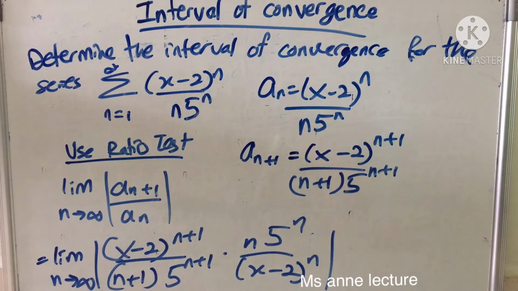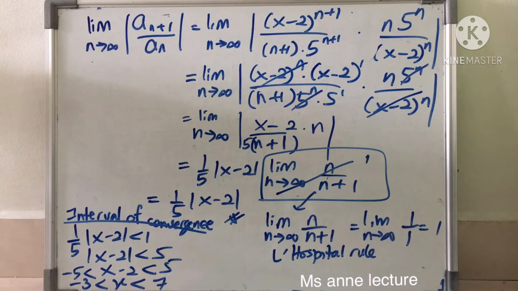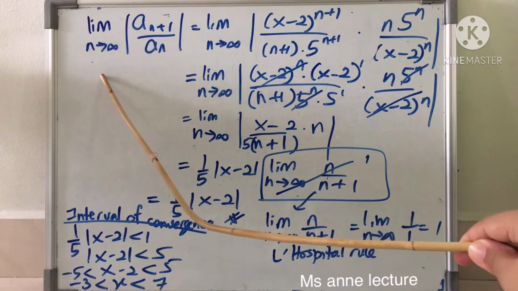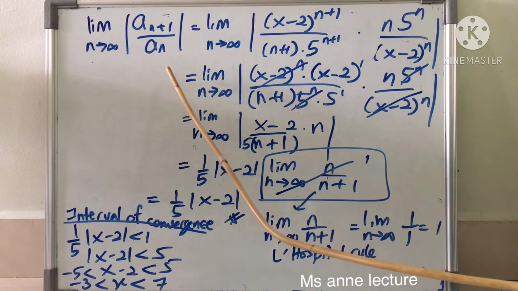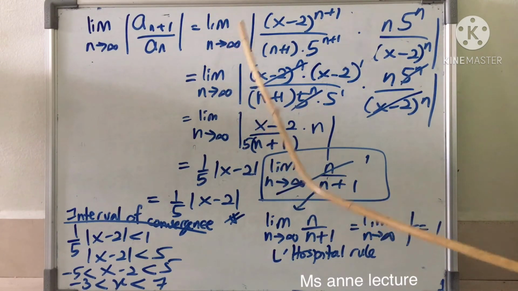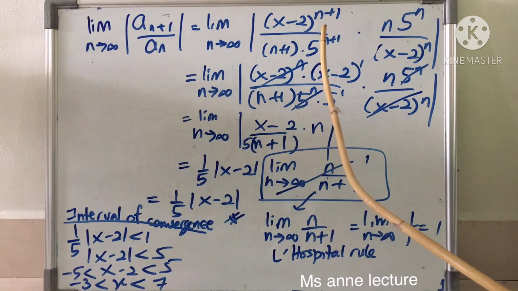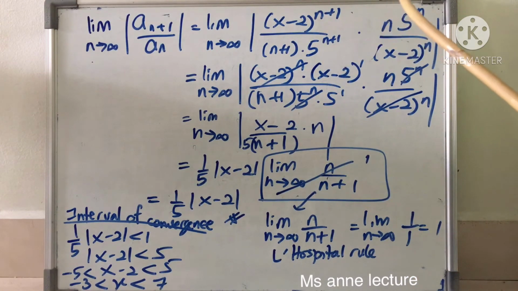After that, you substitute: (x minus 2) to the power of n plus 1 over n plus 1 multiplied by 5 to the power of n plus 1. Since this one is a division, the n times 5 to the power of n will be at the upper level, and the lower will be (x minus 2) to the power of n. Okay, so continue from the ratio test. We use the limit as n approaches infinity of a_(n+1) over a_n.